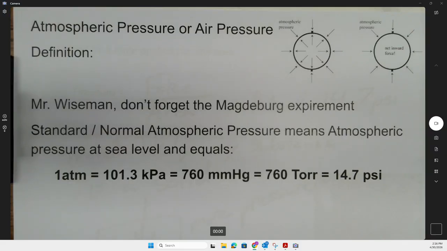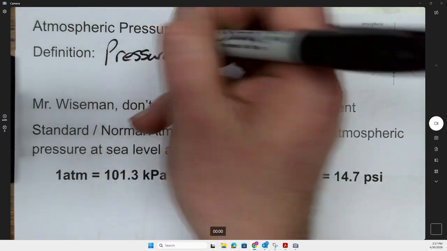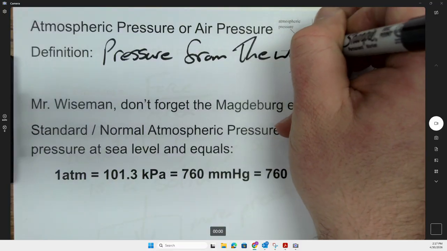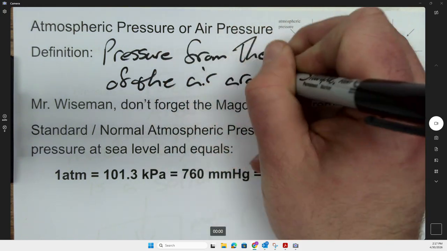So let's talk about atmospheric pressure. We talked about what pressure is overall, but we're going to break it down into two big things: atmospheric pressure and also vapor pressure. What we saw was a great example of vapor pressure. But here's the thing: your body is constantly being bullied by the air around it. The definition of atmospheric pressure is the pressure from the weight of the air around you.